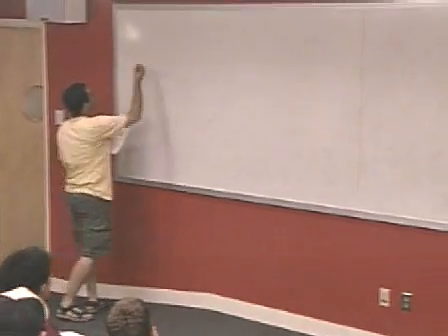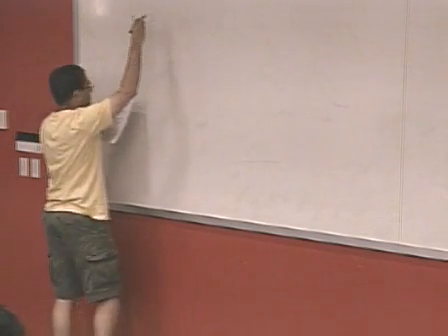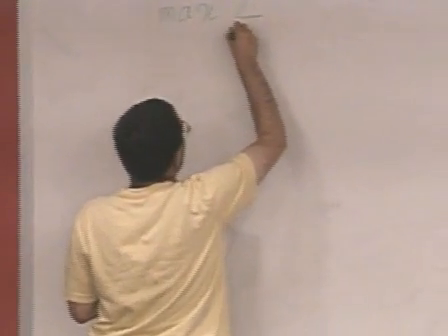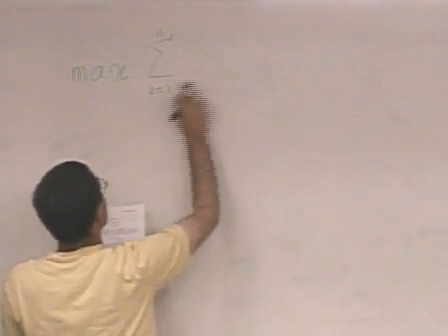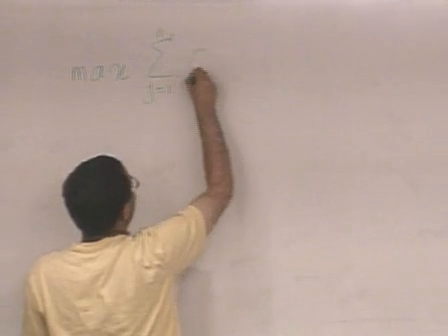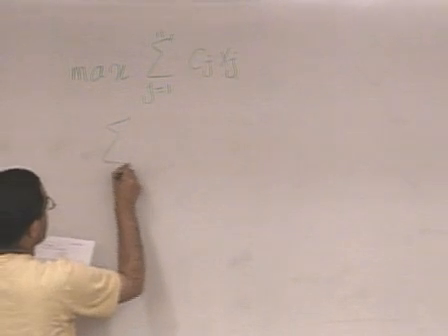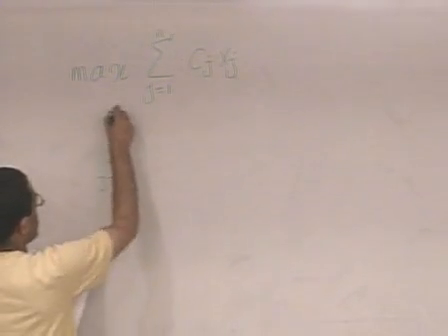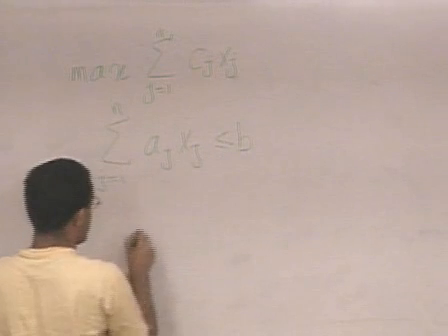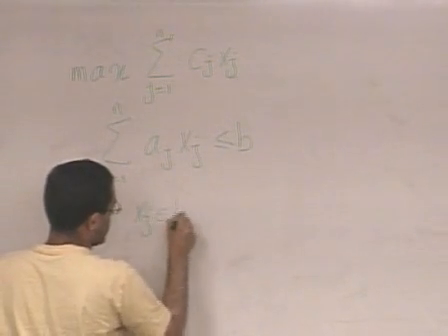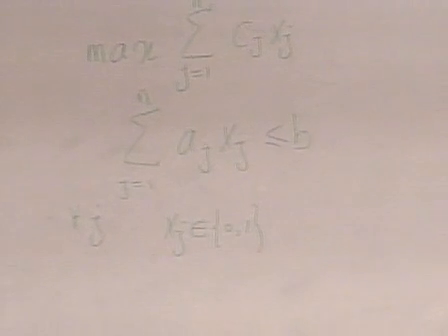So if we look at a generic knapsack problem, it looks like this. Maximize the sum over j from 1 to n of cj xj, subject to the summation of all of them, aj xj is less than or equal to b, and xj is either 0 or 1 for all j. Okay, so this is what we call the knapsack problem.